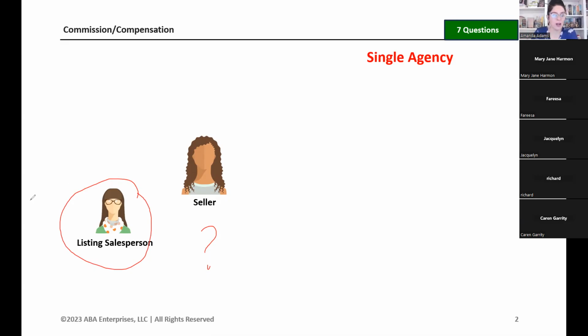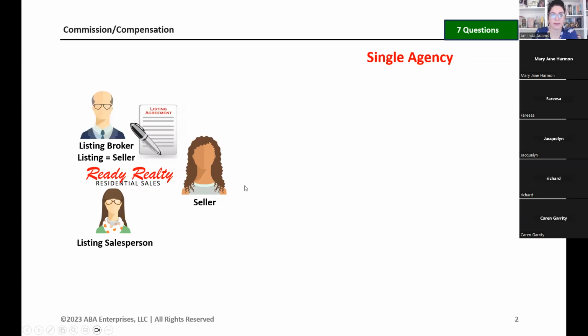No, you have to be under the supervision of a broker. So we're going to say that she works at Ready Realty and she's working under her broker, right? Here in Alabama, we call them qualifying brokers, but that's an Alabama-specific term. In your state, you may call them a managing broker or a supervising broker. Whatever the term, the whole point is there's one broker in the company that's responsible for everybody, and everybody works under that broker.